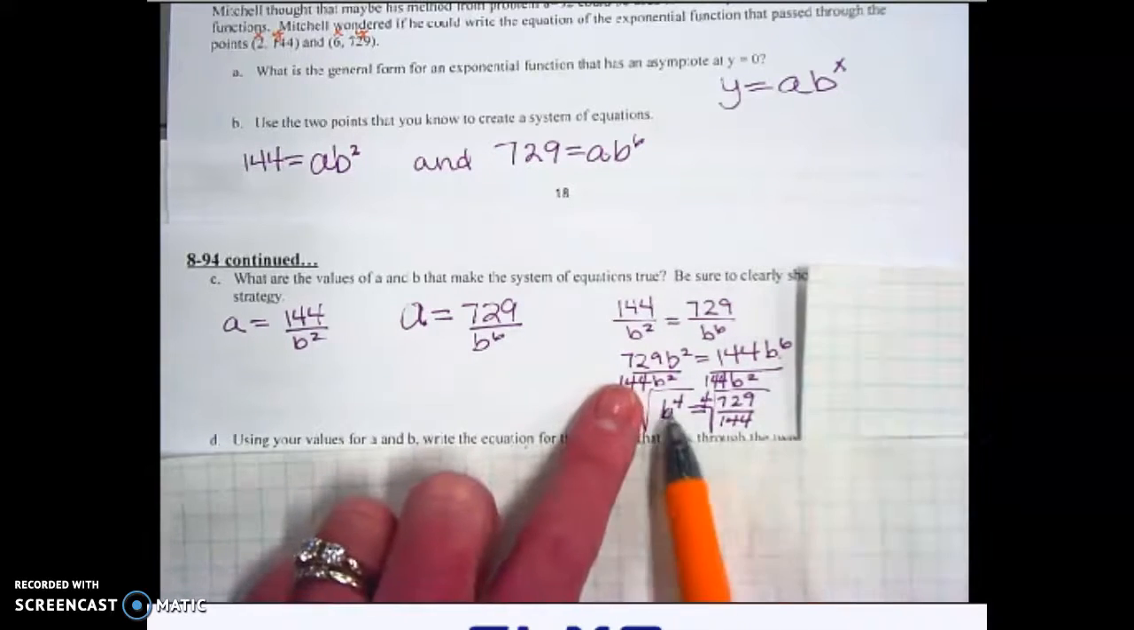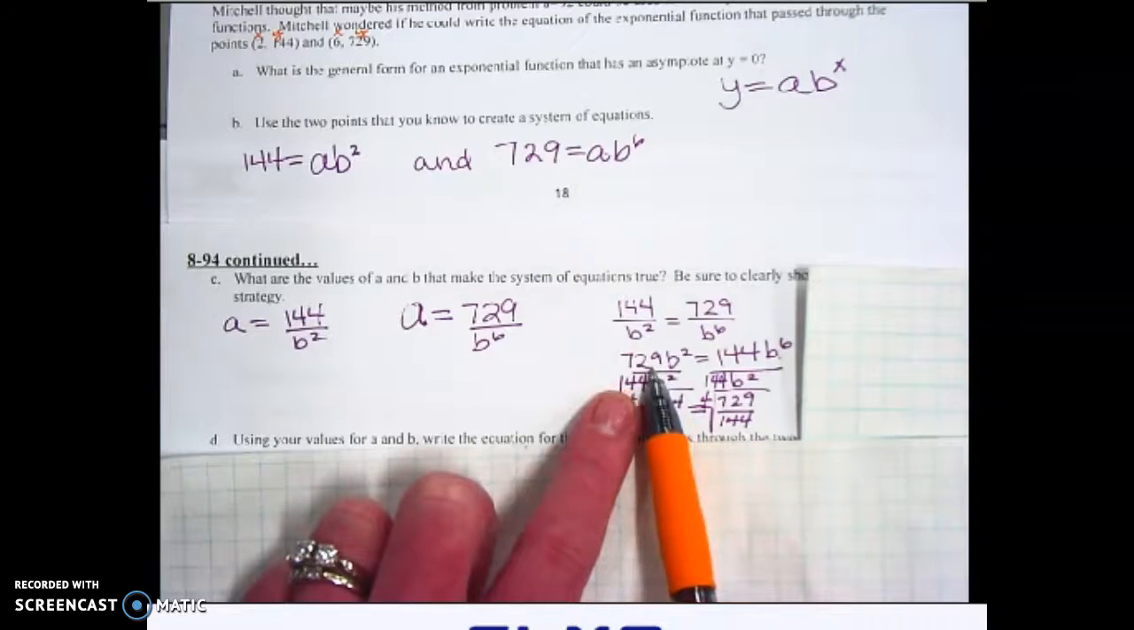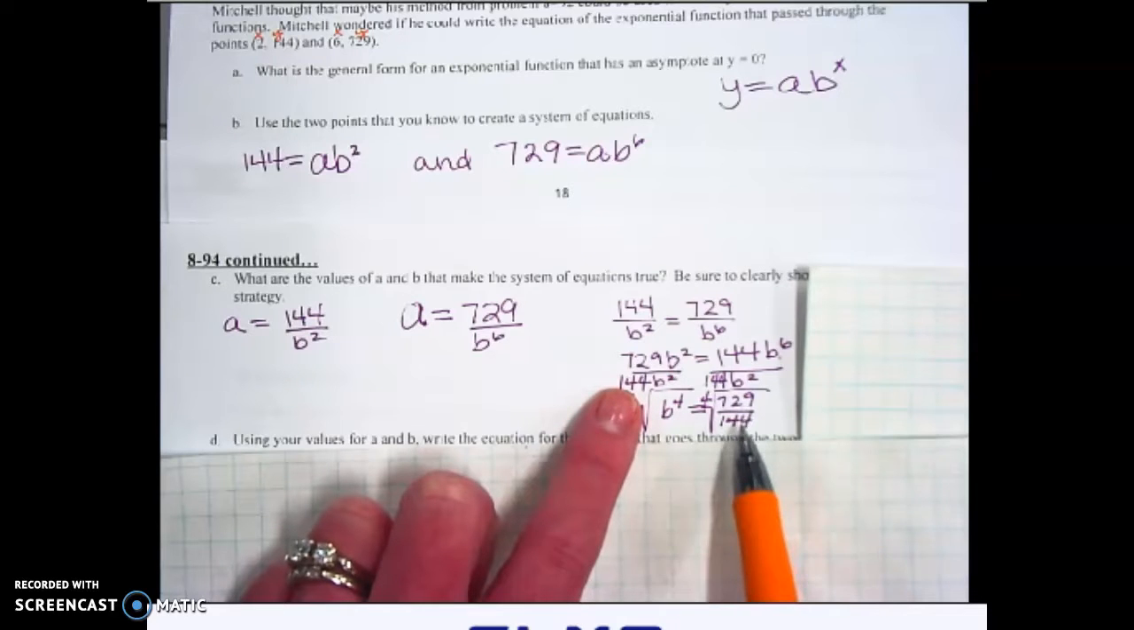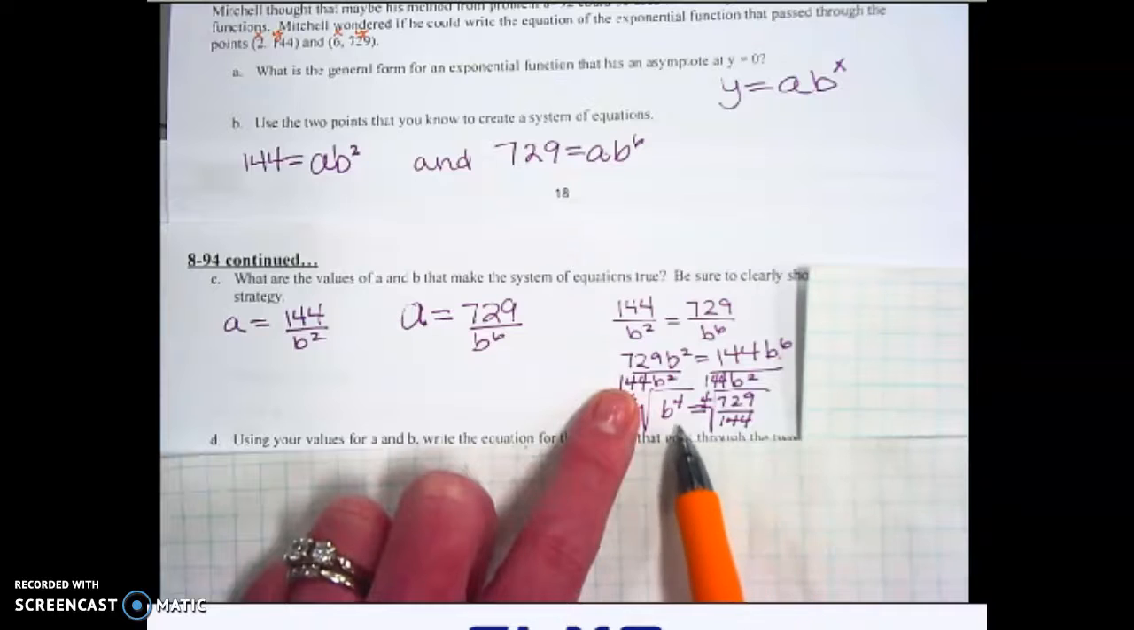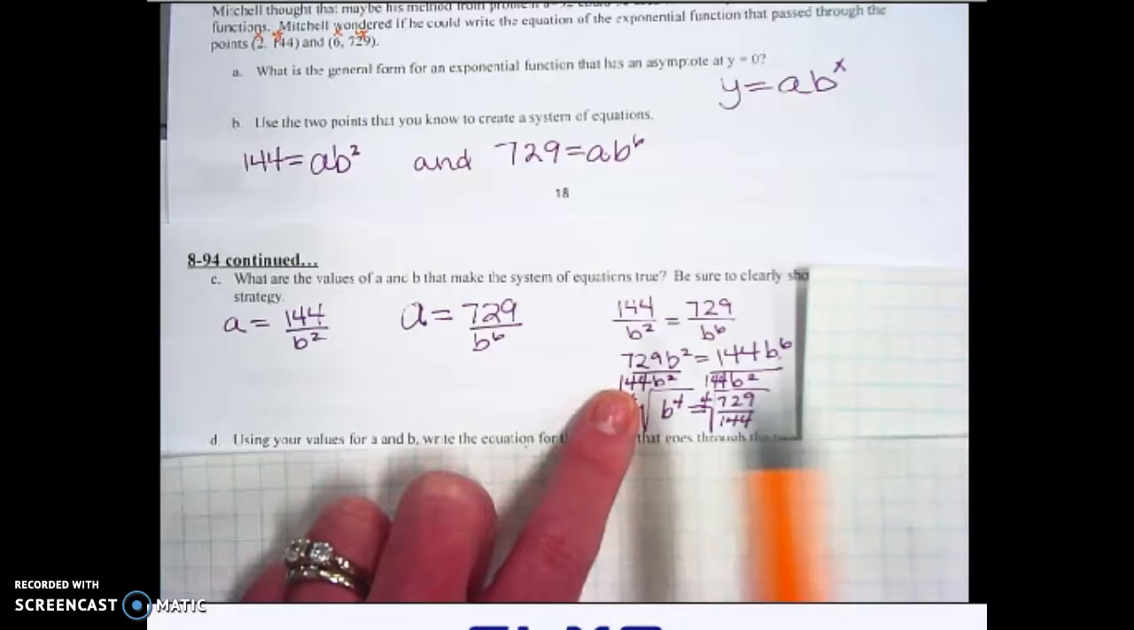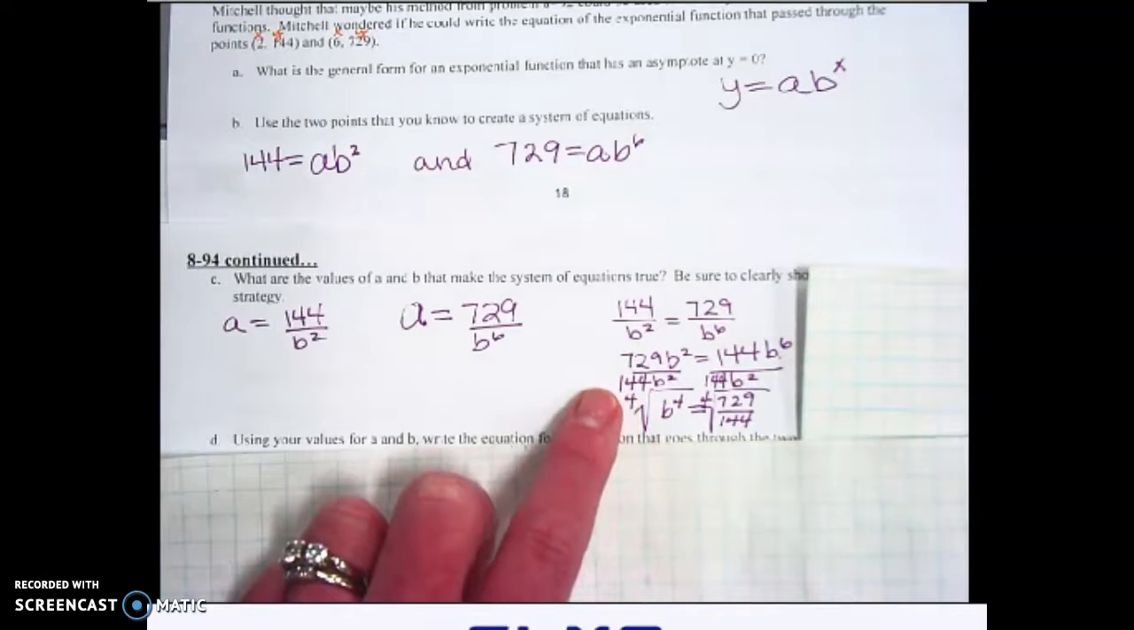So we're going to have b to the 4th, and then we're going to have that fraction, 729 over 144. Okay, so just write it as a fraction, 729 over 144. Now, what is the inverse operation of something going to the 4th power? Not square rooting, but you're so close. You're going to take the 4th root.